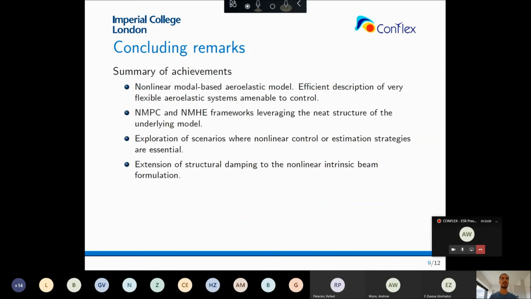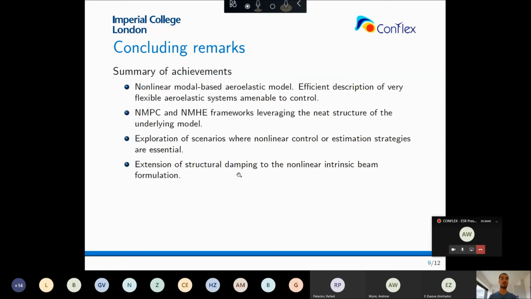Okay, so time to reach some concluding remarks. This is the summary of the main achievements of my project. We have been able to come up with this efficient modal-based aeroelastic model, which describes flexible aeroelastic systems fairly accurately, and most importantly, the system sizes are amenable to control. We have used them to underpin these MPC and MHE frameworks, which leverage the compact and neat structure of the underlying equations, and that has allowed us to explore scenarios where nonlinear control is essential.